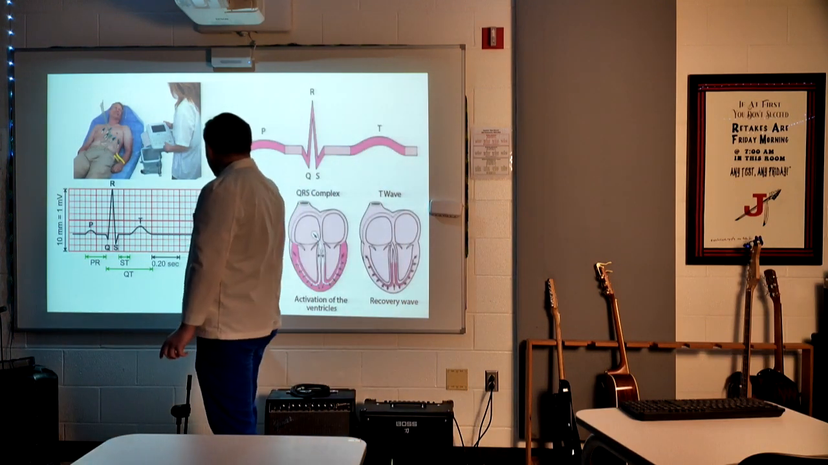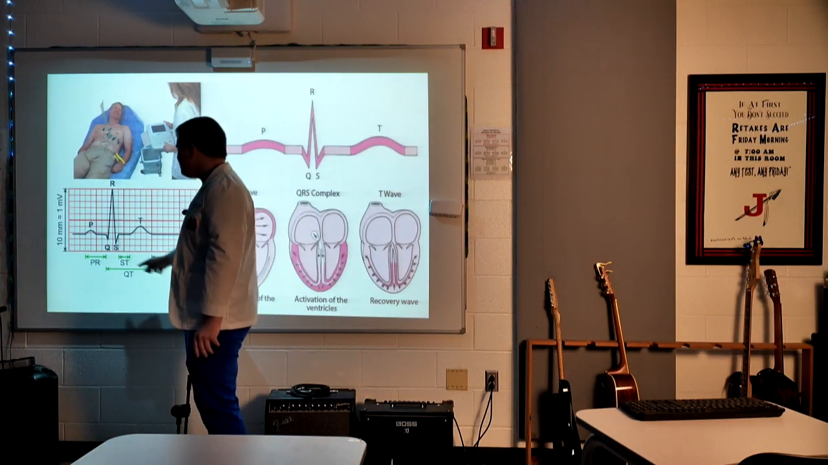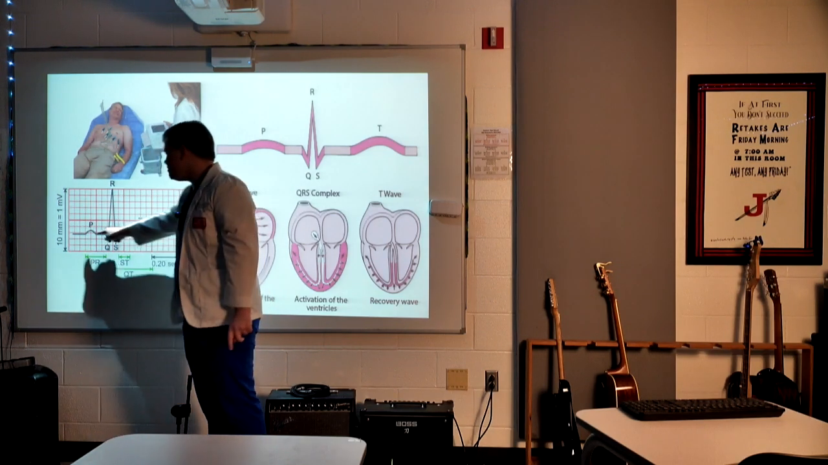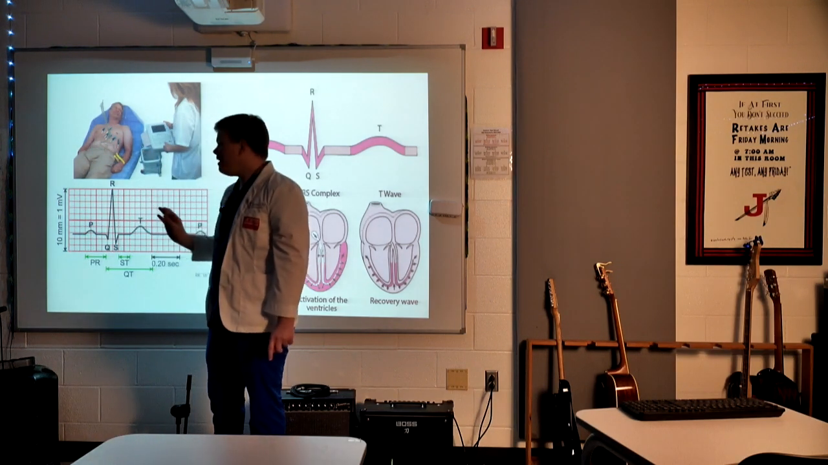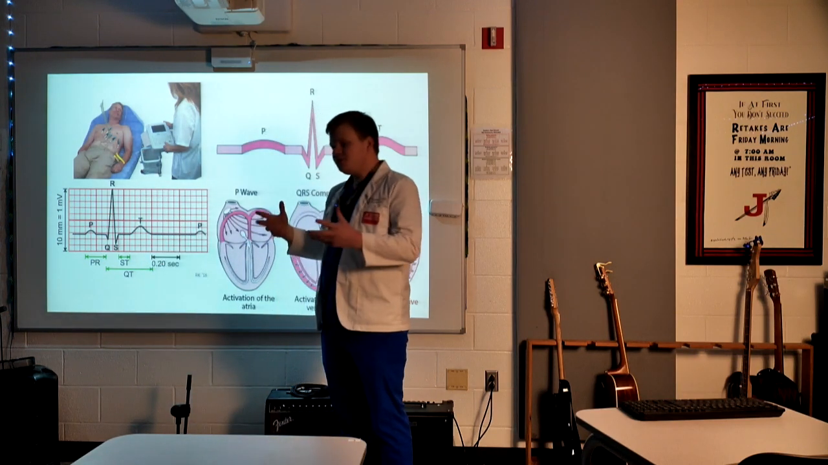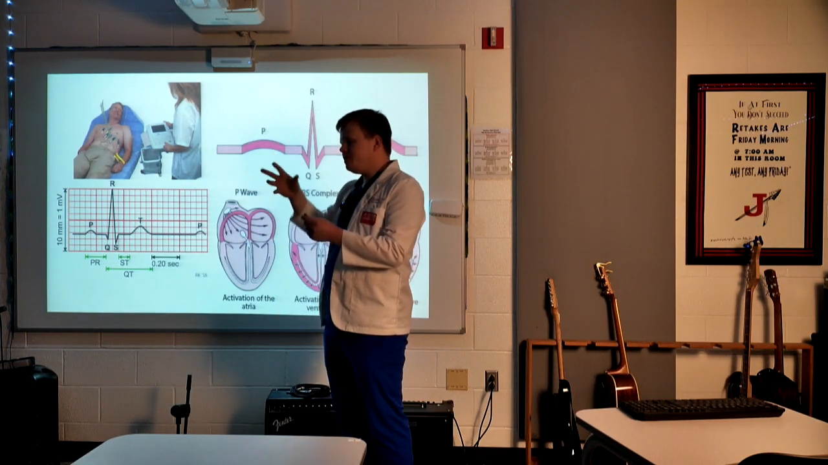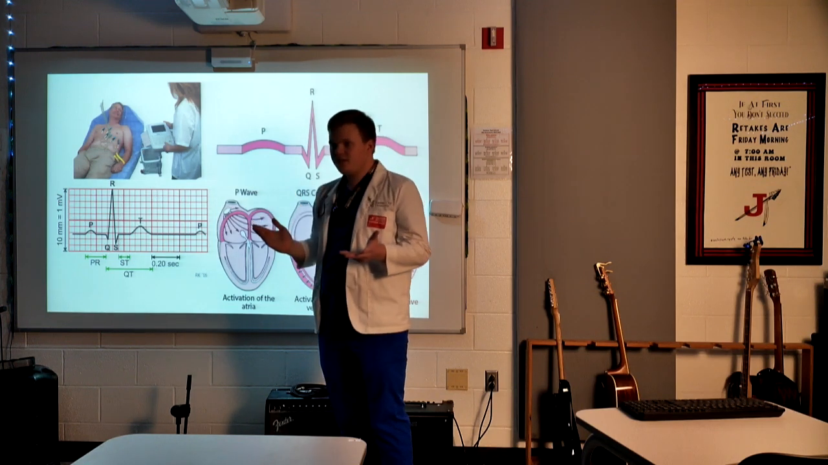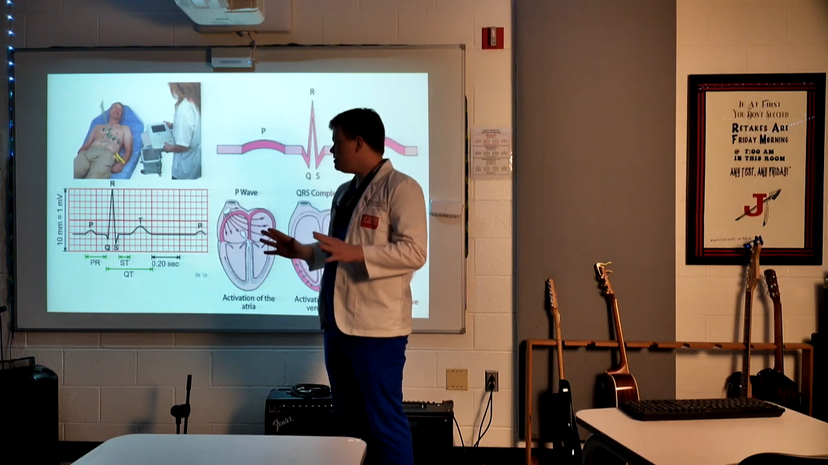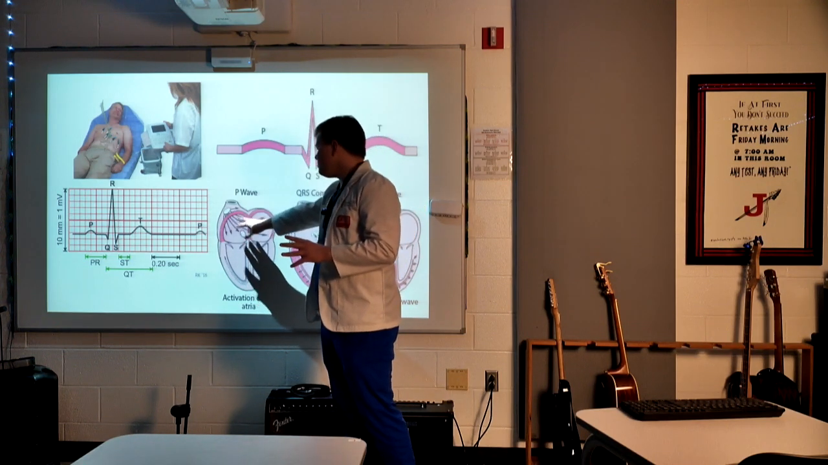So whenever the atria, the top chambers of the heart, contract, we get a small bump on our EKG, an electrical signal, and that's known as the P wave. So whenever the atria contract, whenever that electrical signal gets there, it's known as depolarization. That's like a whole topic in and of itself, but essentially just know it's known as depolarization of those muscle fibers.